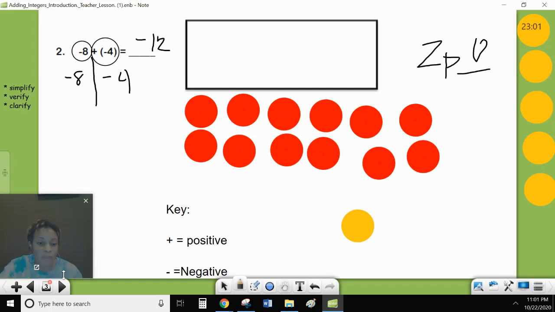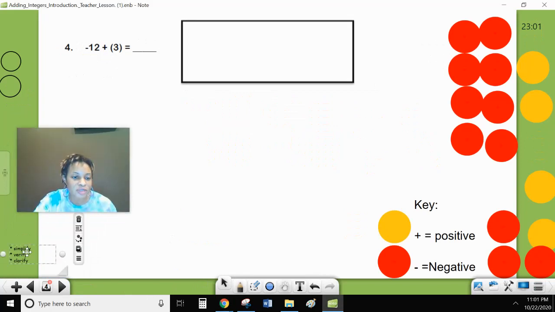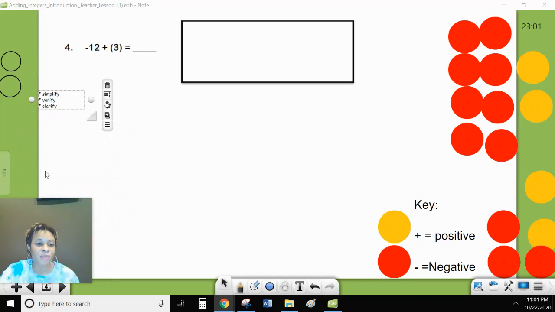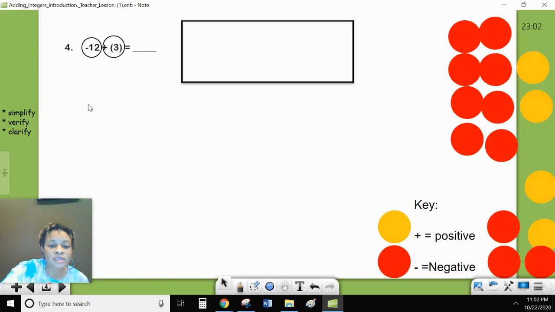Let's try another one. Again, let's remember, let's pull out our slogan first this time. We're going to simplify, verify, clarify. So let's go ahead and simplify. What are we looking at? I'm going to circle the first number, and then I'm going to circle the second number and the sign in front. Okay? And so then I'm going to verify.